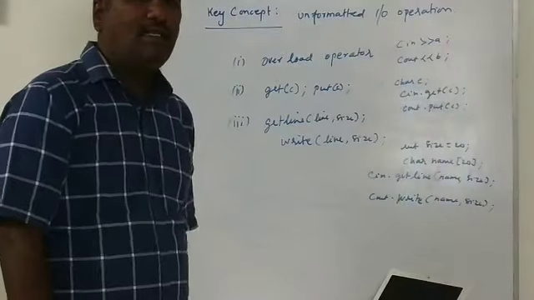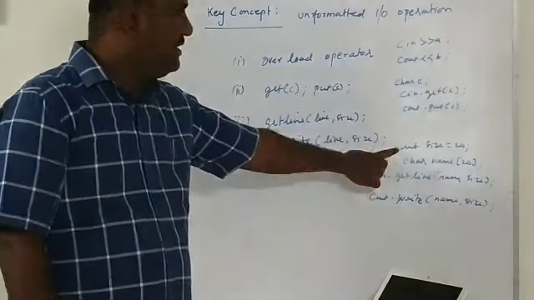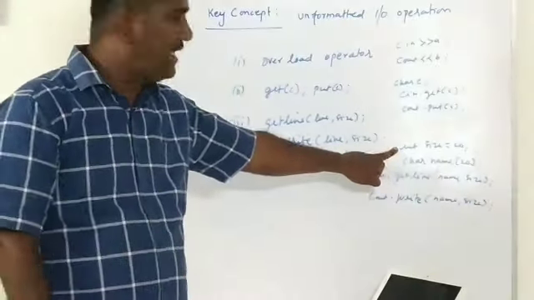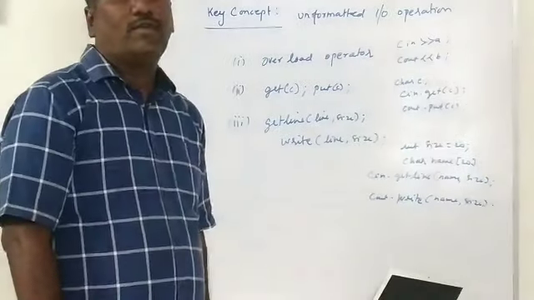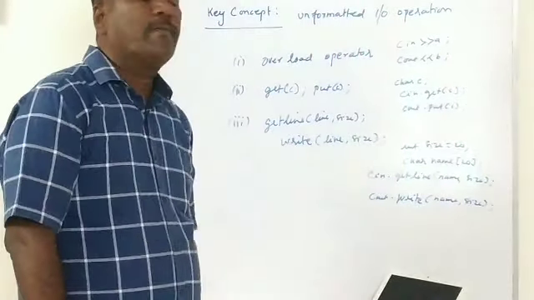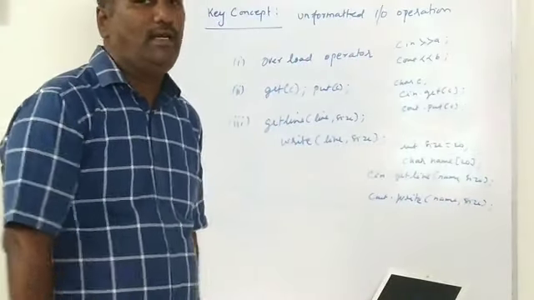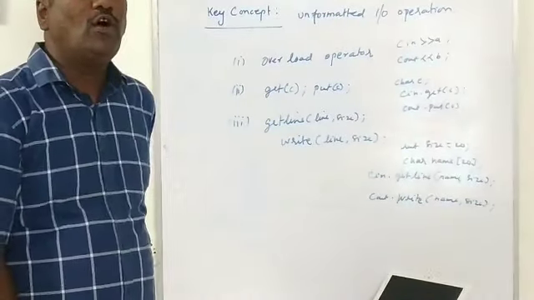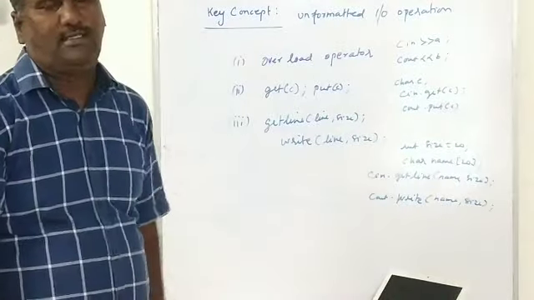We are using line, comma, size. Here the size is 20, so at that time you will read 20 characters. The name is a character array of size 20. You are getting a name from the keyboard and displaying the name on the monitor. So these are the unformatted I/O operation functions.